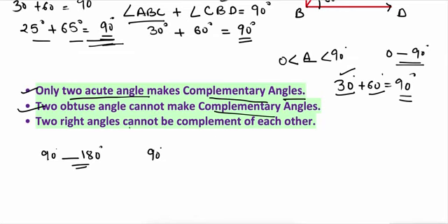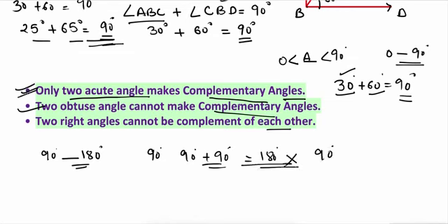Two right angles cannot be complements of each other, because if there are two right angles, their sum will be 180 degrees, and for complementary angles the sum should be equal to 90 degrees. So this is not possible. Only two acute angles can make complementary angles. Two obtuse angles and two right angles cannot make complementary angles. These are very important points which are asked in exams.